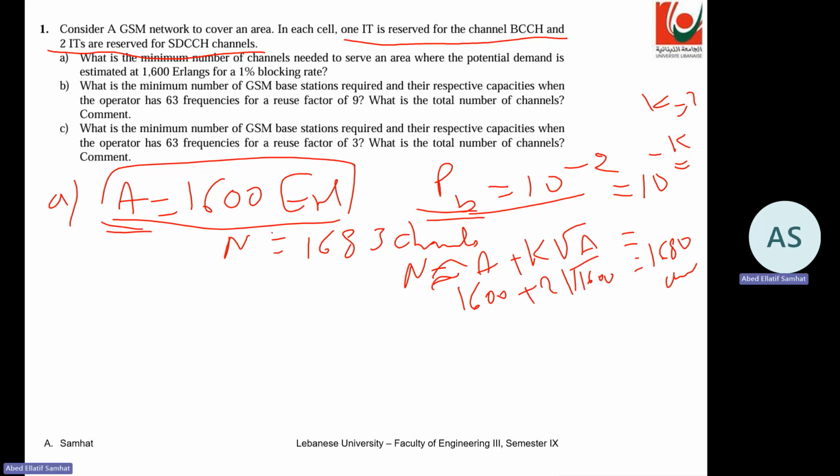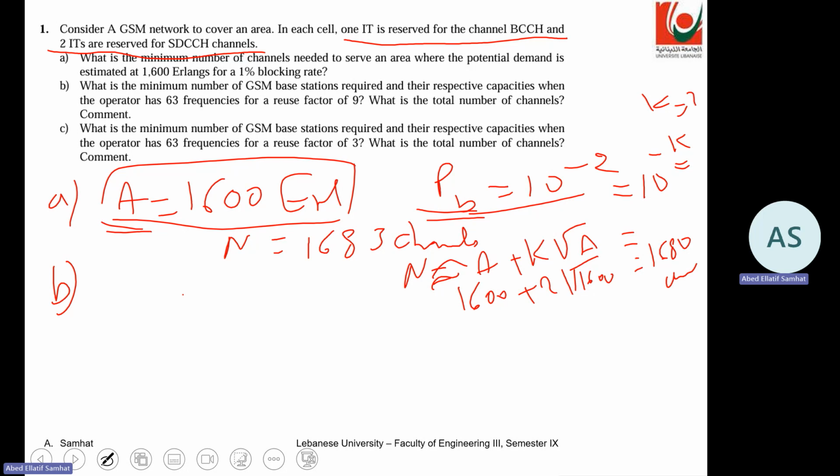So let's continue with B. What's the minimum number of GSM base stations required and their respective capacities when the operator has 63 frequencies for a reuse factor of 9? Okay, in this case, you have the reuse factor, the cluster size is 9, which means that you have 9 cells in your cluster. Okay, and you are using 63 frequencies for those cells.